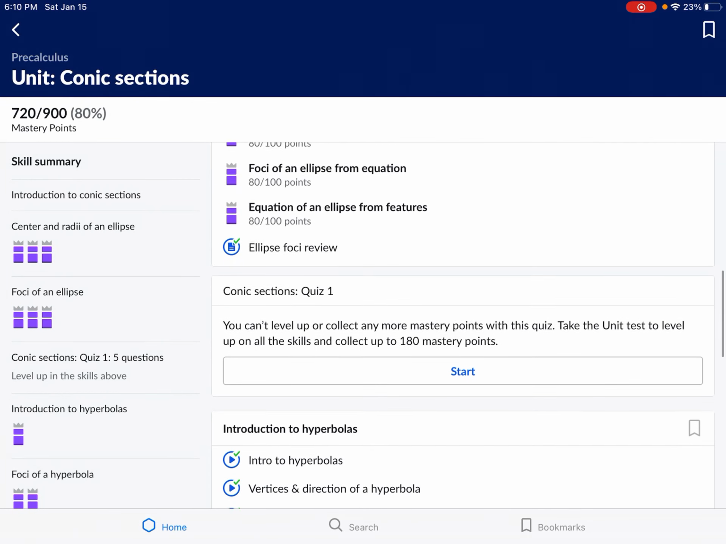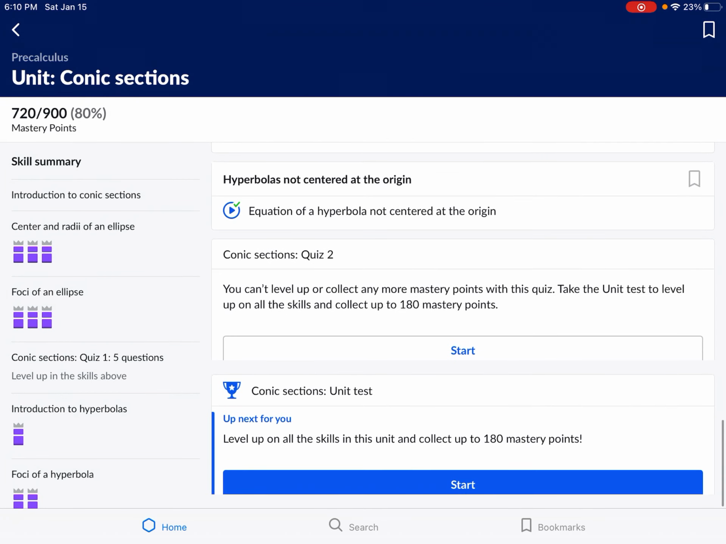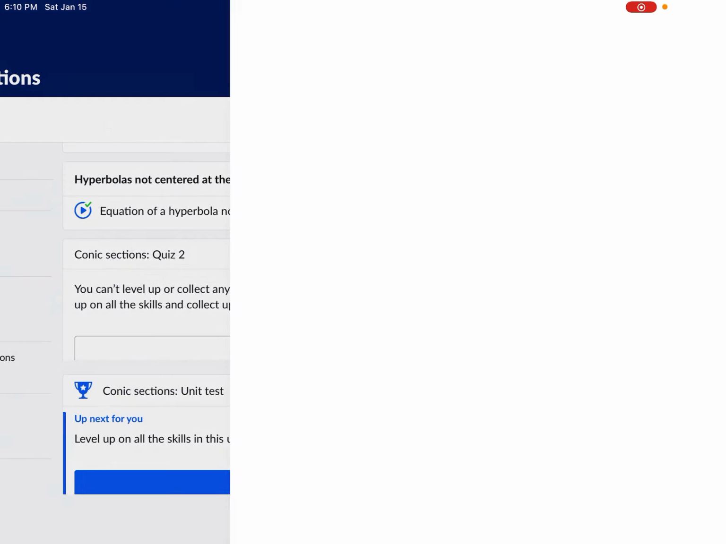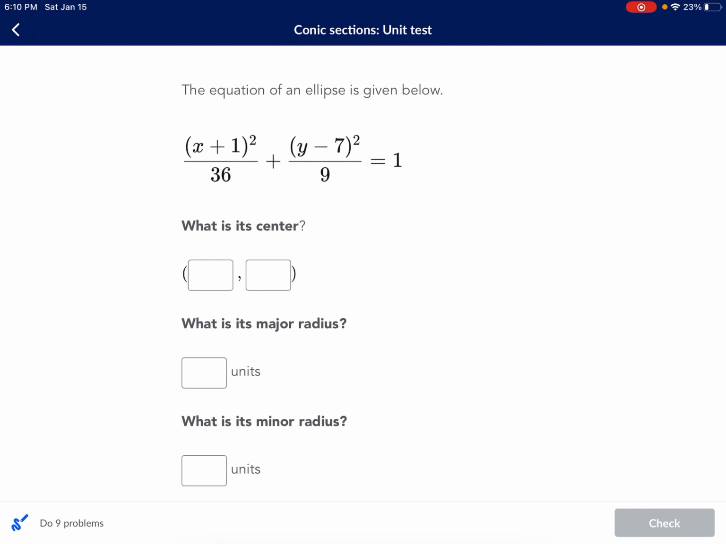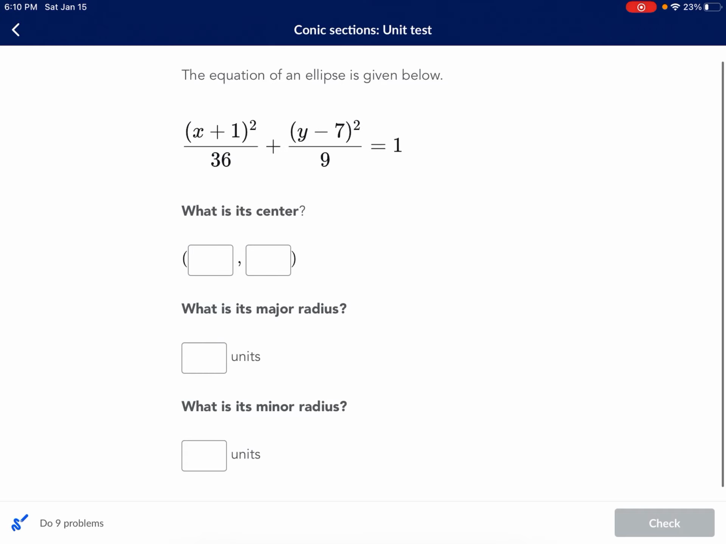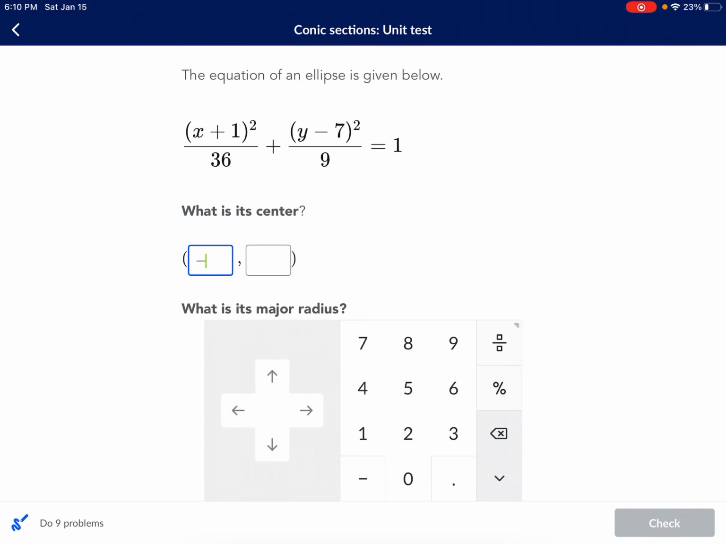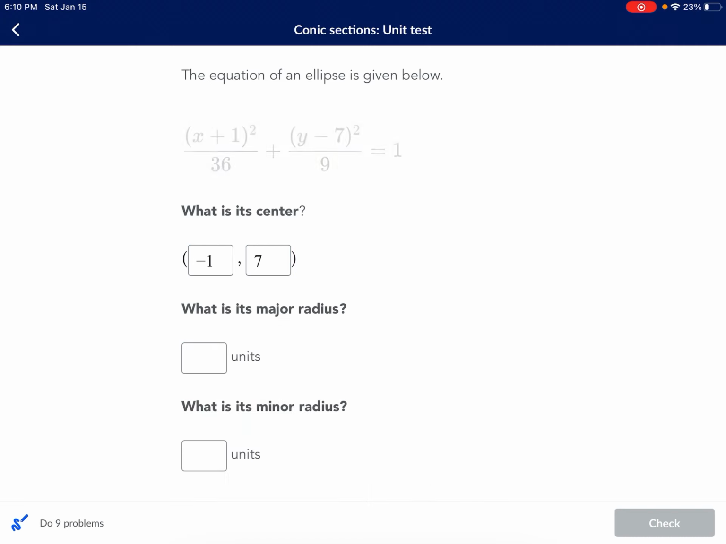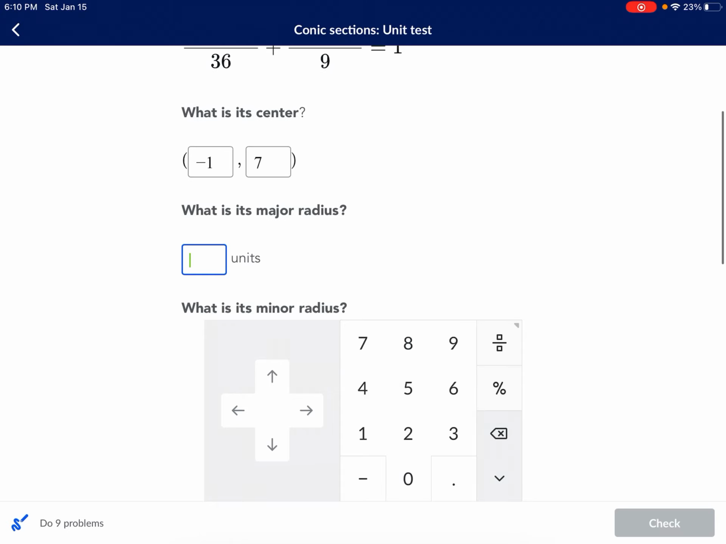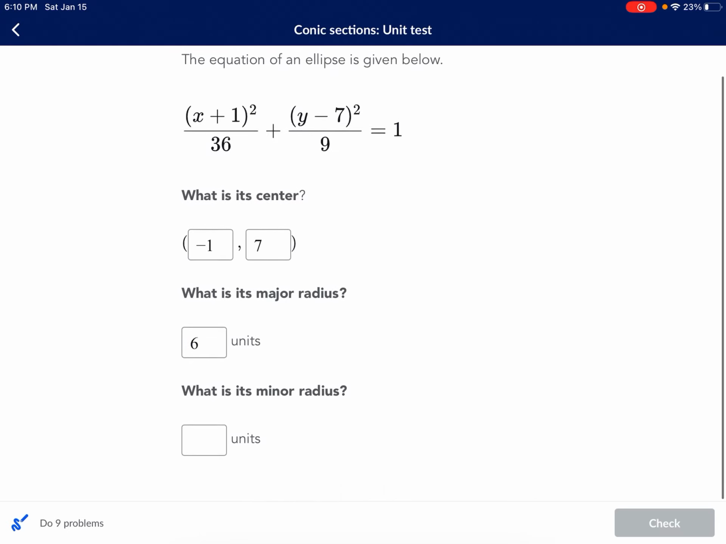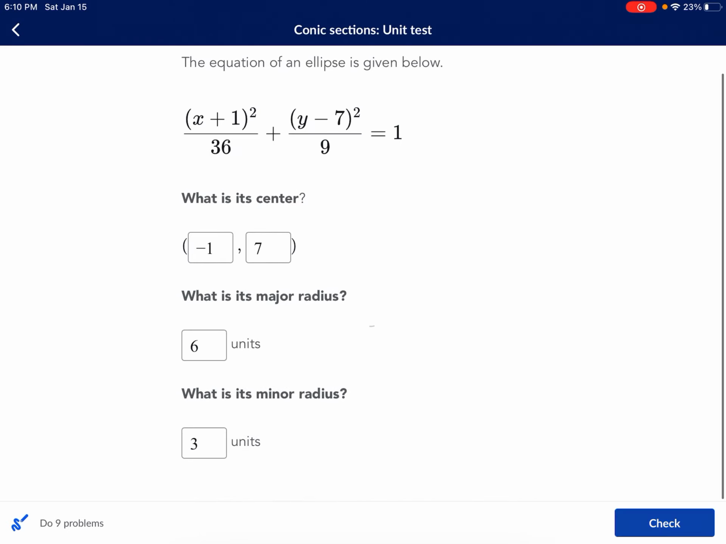Alright, unit test of Unit 5. The equation of the ellipse, what's its center? It's -1, 7 because of the numerators of both terms. -1, 7. What's the major radius? It's root 36, or 6. The minor radius is root 9, which is 3.